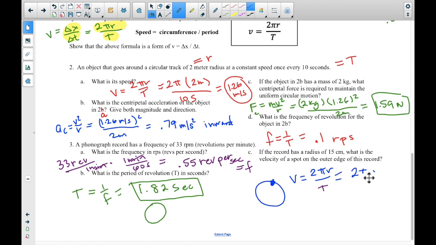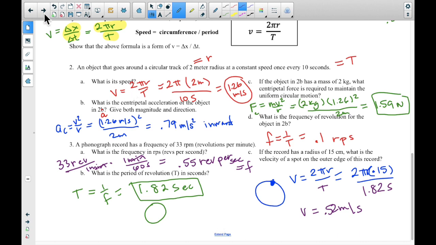So 2 pi r, where our radius is 15 centimeters, so we'll call that 0.15 meters. The time, the T, is the period, is 10 seconds. Sorry, I was looking at the wrong problem. 10 seconds was for the previous problem. In this problem, we have found T to be 1.82. And so I'm going to multiply and divide, and I'm getting about 0.52 meters per second.